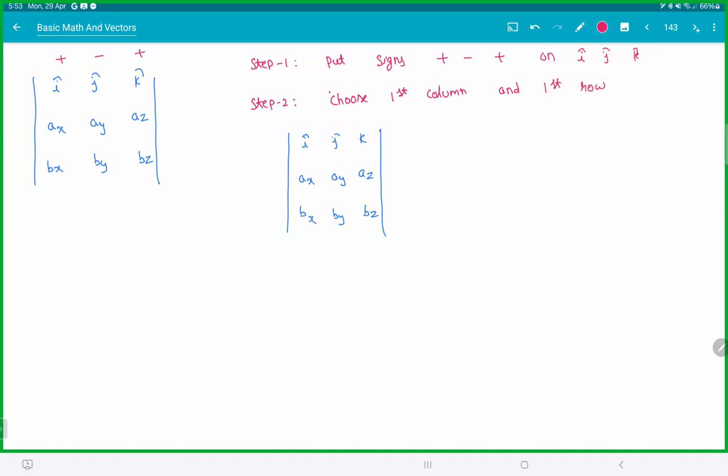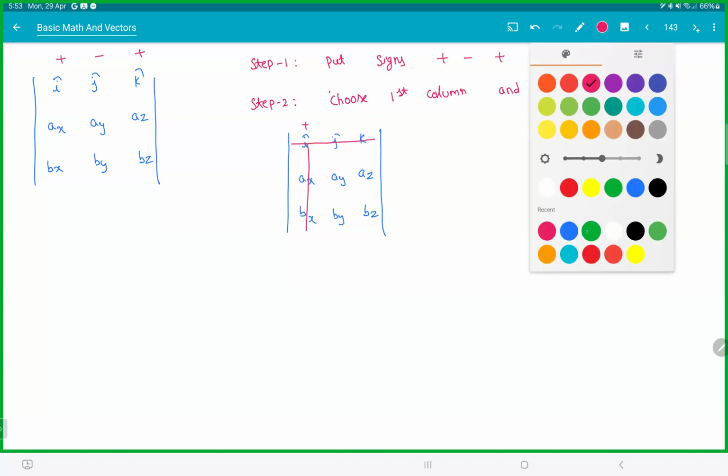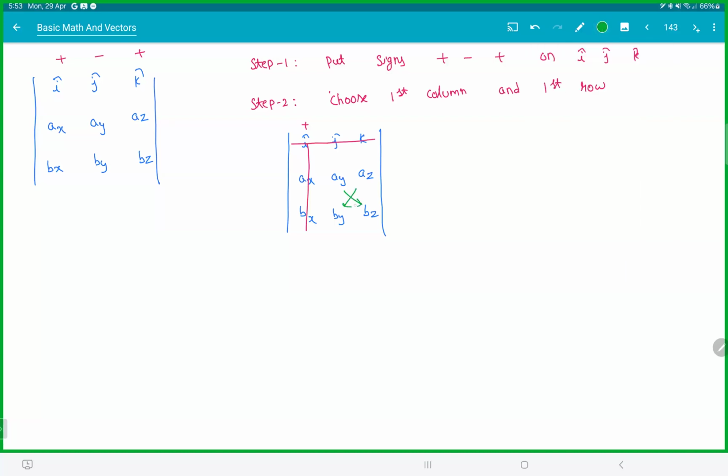So when you take plus here, first row, cut off this and cut off this. What is left? A 2 into 2 determinant, isn't it? So then we take these two and these two. So we write this thing as I into ay into bz minus az into by. Getting it? So that will be your first term, I, because you're cutting off I.